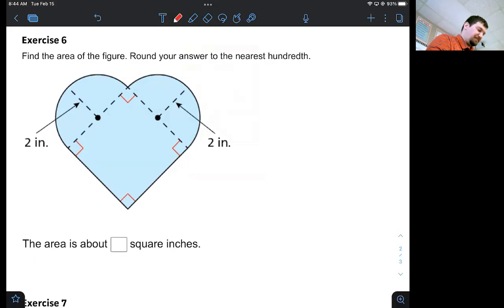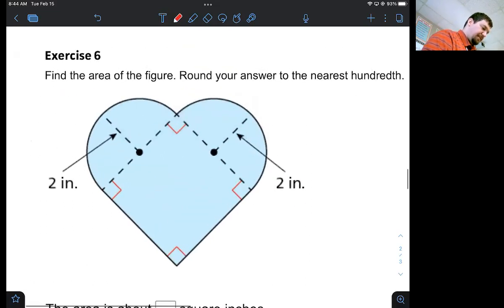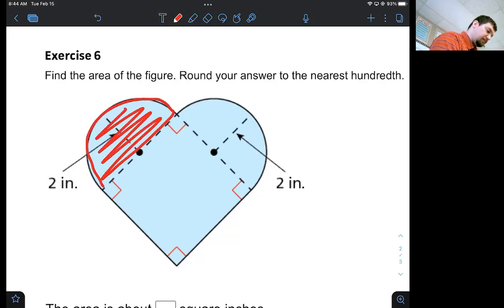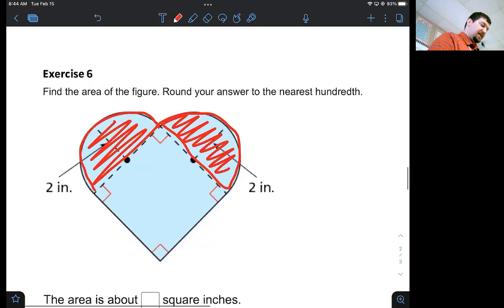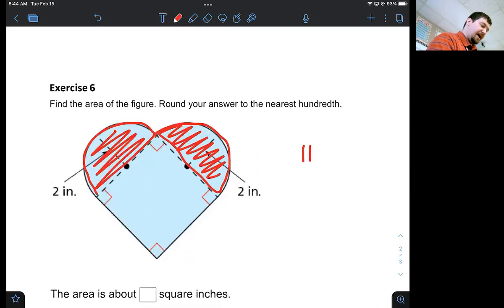Maddie? I see 2 semicircles and a square. Awesome. 2 semicircles and a square. Those right angles tell us this is a square, and we know the sides are the same. So let's do the area of the 2 semicircles first. Maddie, if there's 2 semicircles, that makes what? Yep, 1 full-size circle. So we're just going to do pi times radius squared.